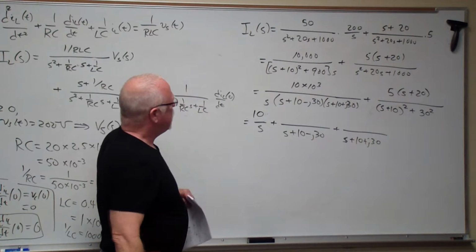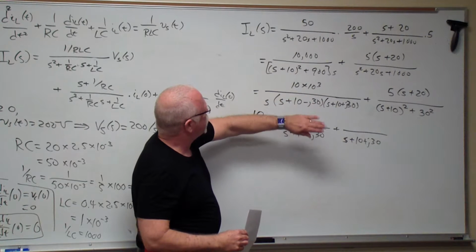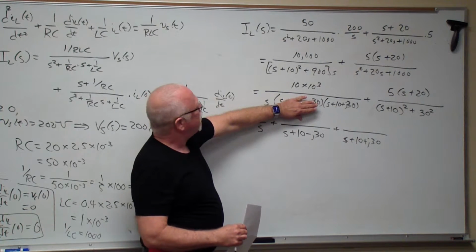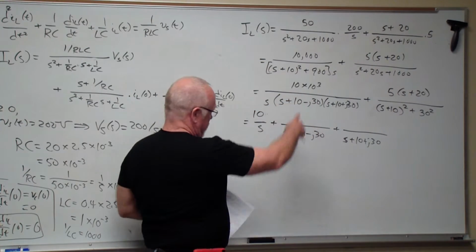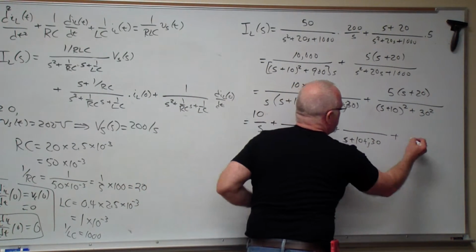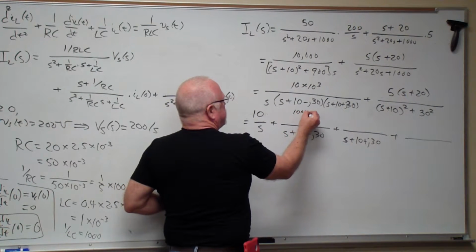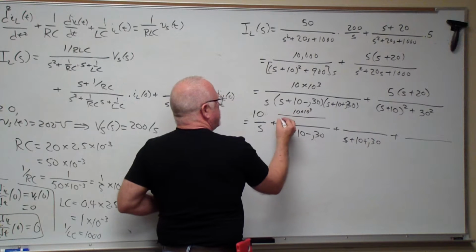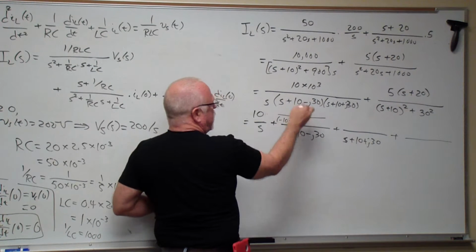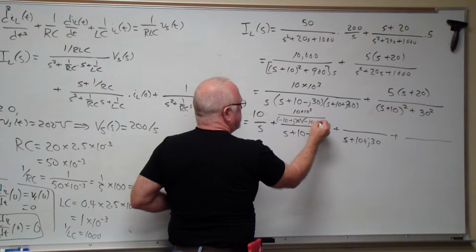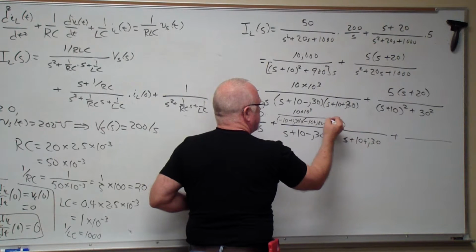We'll see. And now the more complicated one is when we cover up the S, the one with the root of minus 10 plus J30. And so we have to let S equal minus 10 plus J30 in all these expressions here, going with the lower. We still got this other term to worry about. We'll get to that in a second. So we've got 10,000 in the numerator. We get minus 10 plus J30. And we get minus 10 plus J30 plus 10 minus J30.